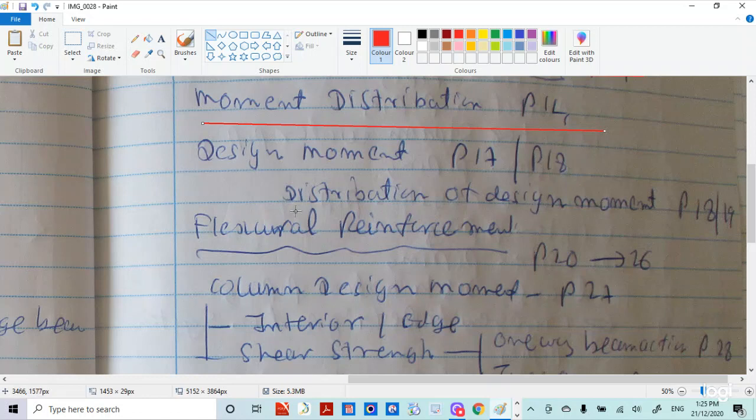After that you will see the moments, and the design moments can be found on pages 17 and 18. The distribution of the design moment is on pages 18 and 19. After that you can see this design moment on page 17 and 18, as well as the distribution of the design moment on pages 18 and 19.